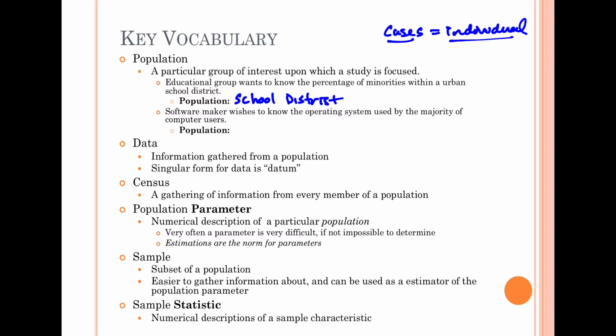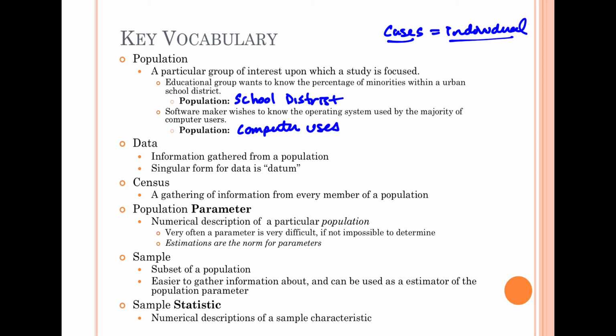Second example: a software maker wishes to know the operating system used by a majority of computer users. So here the population would be computer users. The individuals in this group, or the cases within this group, would be the individual computer users. The variable that we're looking at, the thing that's going to vary from individual to individual, from case to case, would be the operating system. So don't confuse the population with the variable. That's what a lot of people will do.